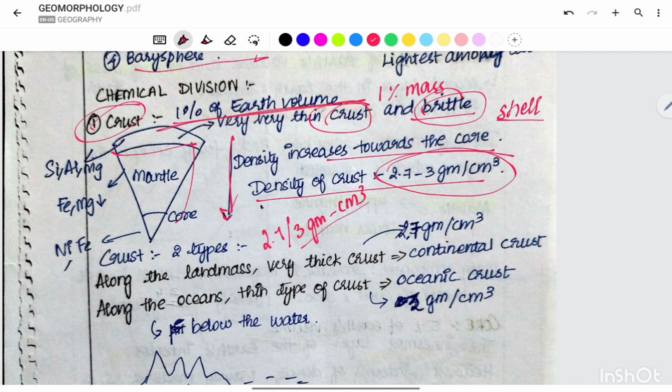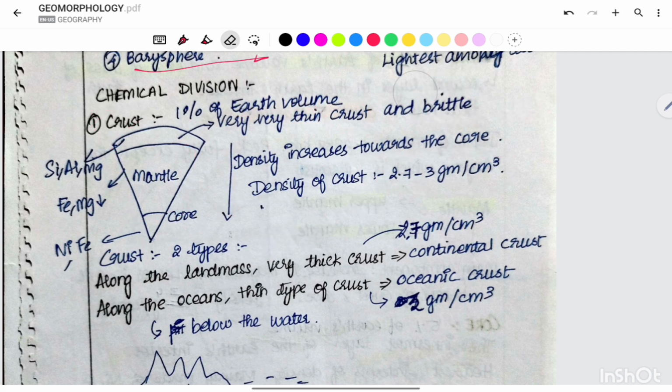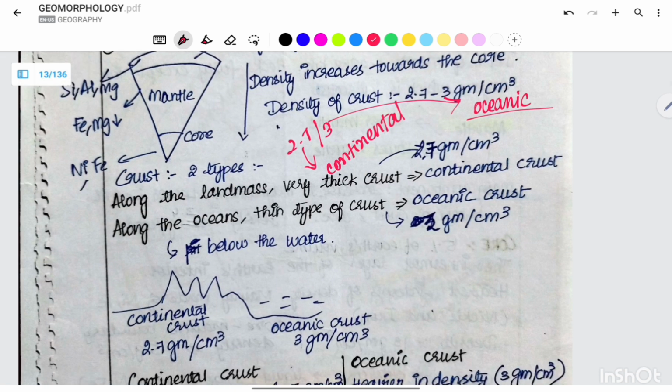Crust, mantle, and then we have the core. The crust is of two types: continental crust and oceanic crust, right? That is why we say 2.7 to 3, right? 2.7 is continental crust and 3 is oceanic crust.